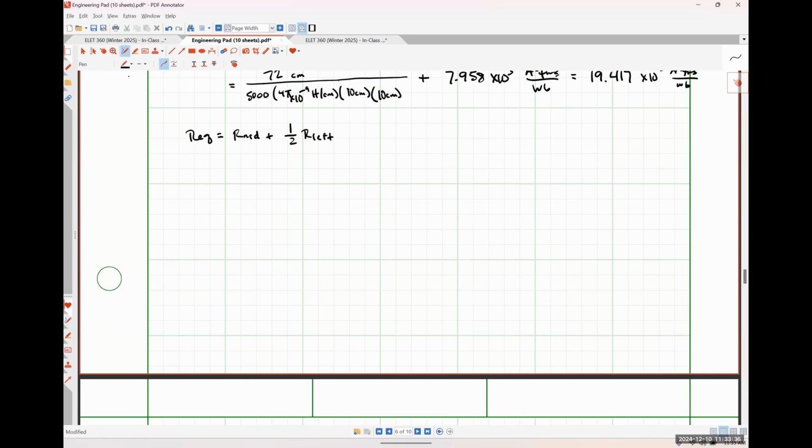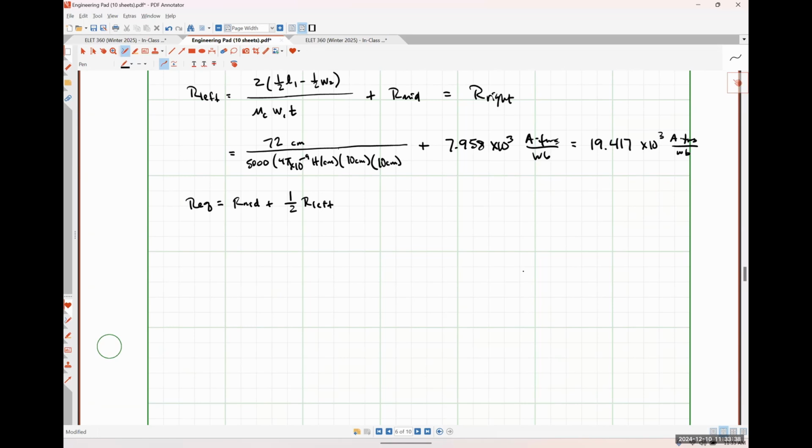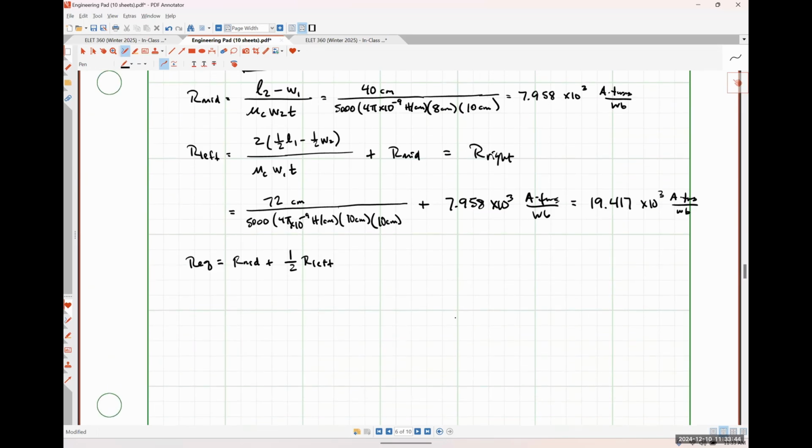Okay. So multiply that by 0.5, add 7.958. So I get an REQ of 17.6665. So let's call that 17.667 times 10 to the 3 amp turns per Weber.